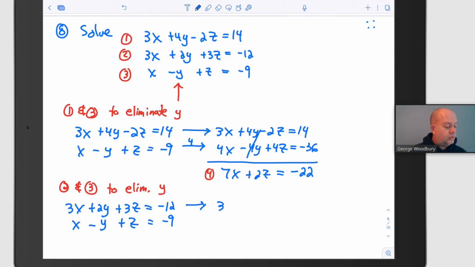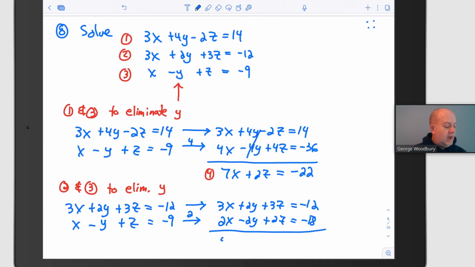So copy over the first one as is, and multiply the second equation by 2. 2x minus 2y plus 2z equals -18. When we add, we get 5x. The y terms are eliminated, plus 5z equals -30. So that is a second equation that just has the variables x and z. So now we are moving backwards to solve a system of two linear equations and two unknowns.